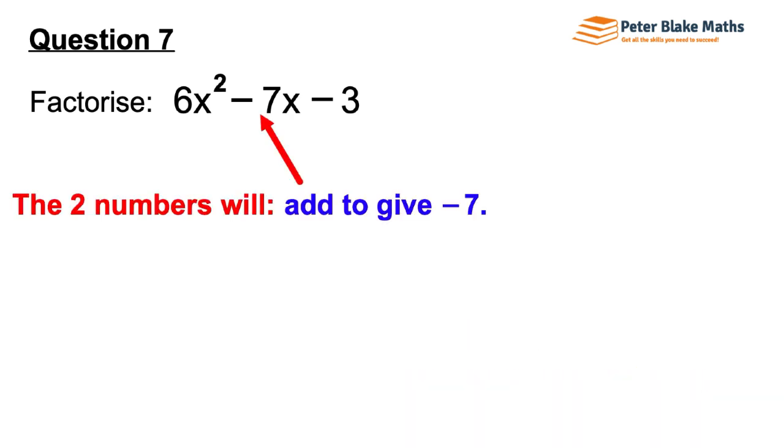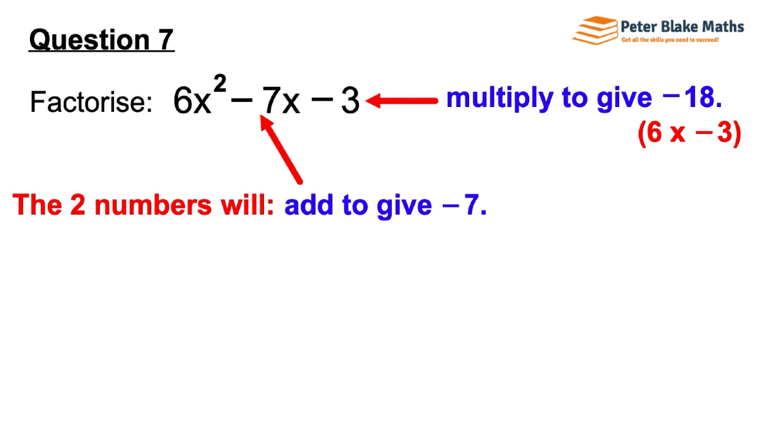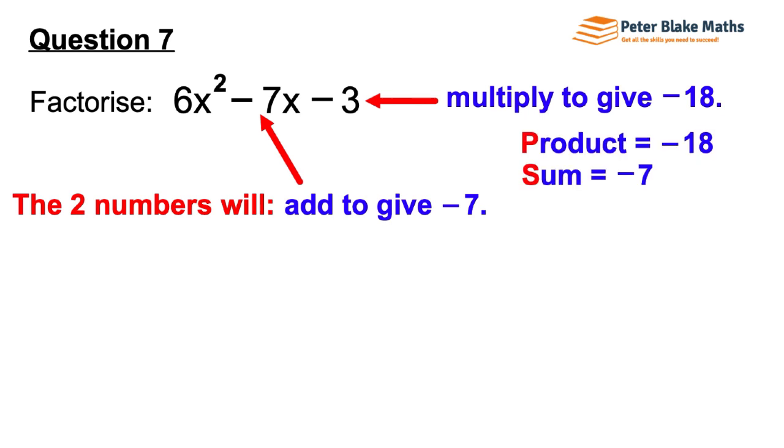Two numbers that we're looking for will add together to give minus 7 and multiply together to give minus 18. Because there's a 6 out the front there, we need to multiply that front 6 by that final minus 3 to get the number we need the two numbers to multiply to give. So our product is going to be created by 6 times minus 3, the front number by the last number. So we'll have a product of minus 18 that we're looking for and a sum of minus 7.